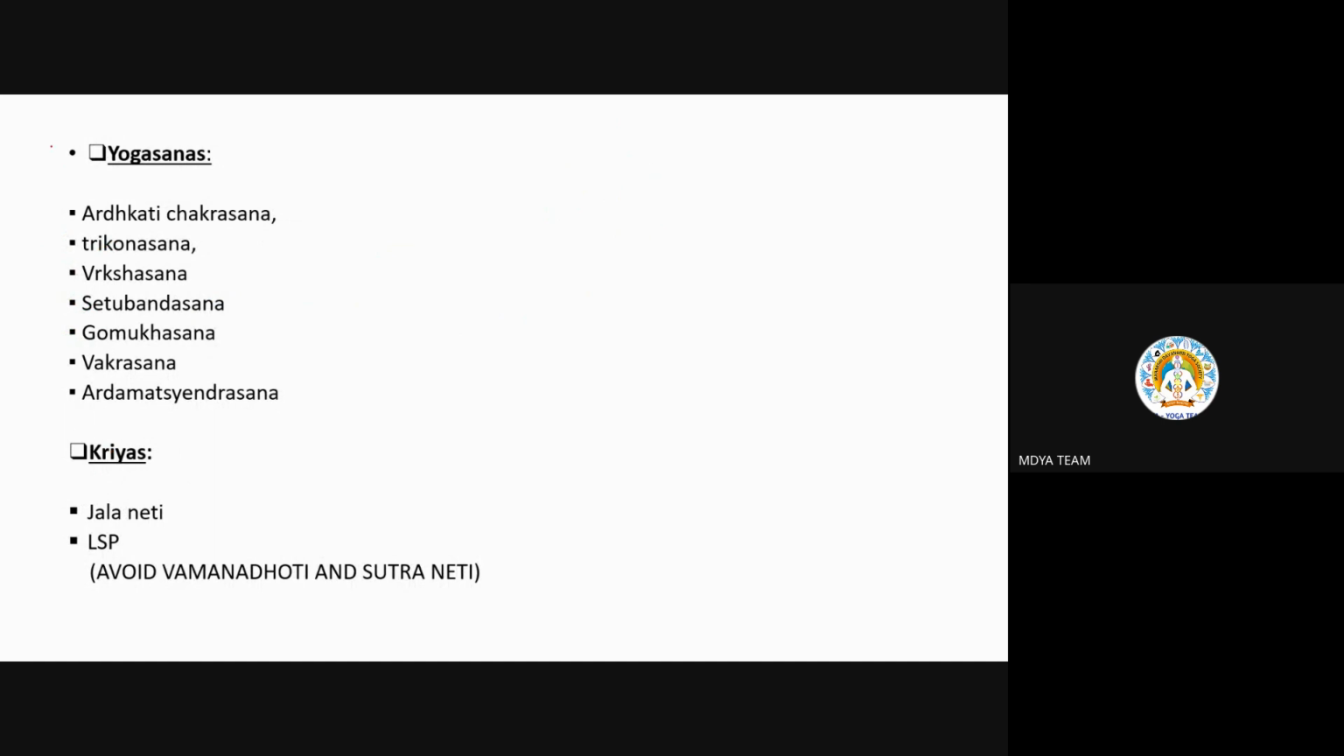Then yogasanas, what we should go for: Ardha Katichakrasana. We should go for the stimulation of the region where the problem is, but should not pressurize it. Trikonasana, everything which will help for this. Vrikshasana, Setubandhasana. In Vrikshasana, in cardiac problems we go for Vrikshasana with wall support. Then also Gomukhasana. If the person can do it sitting, it's very good. If there is a problem, we can go for chair Gomukhasana.